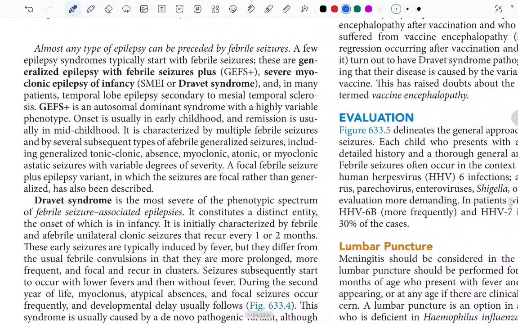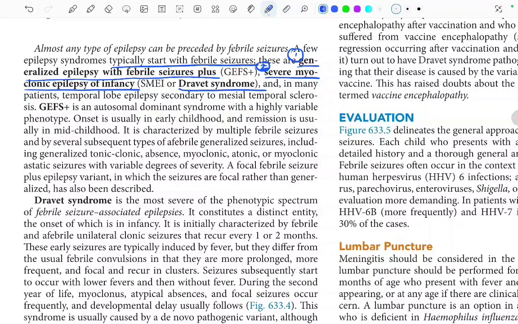Almost any type of epilepsy can be predicted by febrile seizures. A few epilepsy syndromes typically start with febrile seizures. These are generalized epilepsy with febrile seizures plus, and severe myoclonic epilepsy of infancy, that is Dravet syndrome. So these kinds of epilepsy typically start as febrile seizures. Okay, which ones do we need to know? First one is generalized epilepsy with febrile seizures plus, and second one is severe myoclonic epilepsy of infancy, that is Dravet syndrome. And in many patients, temporal lobe epilepsy secondary to mesial temporal sclerosis.